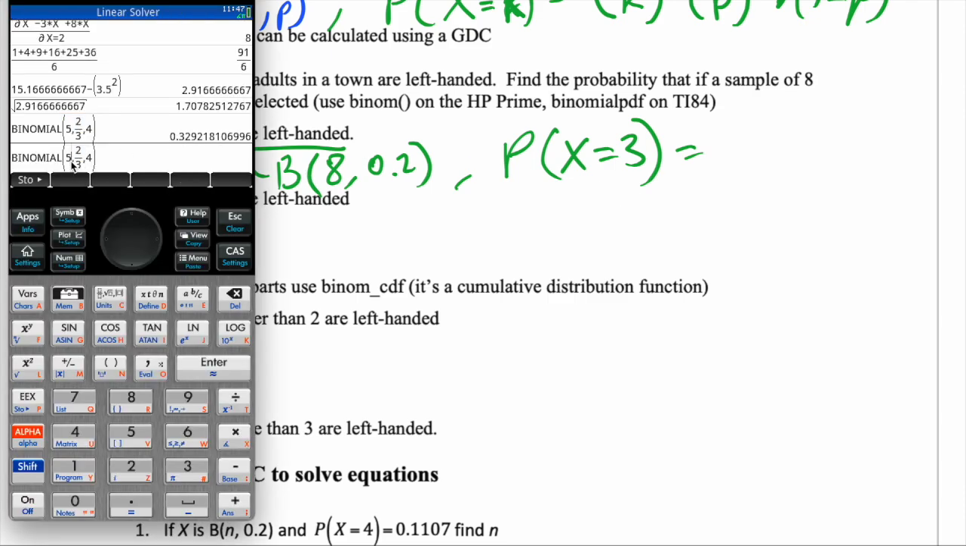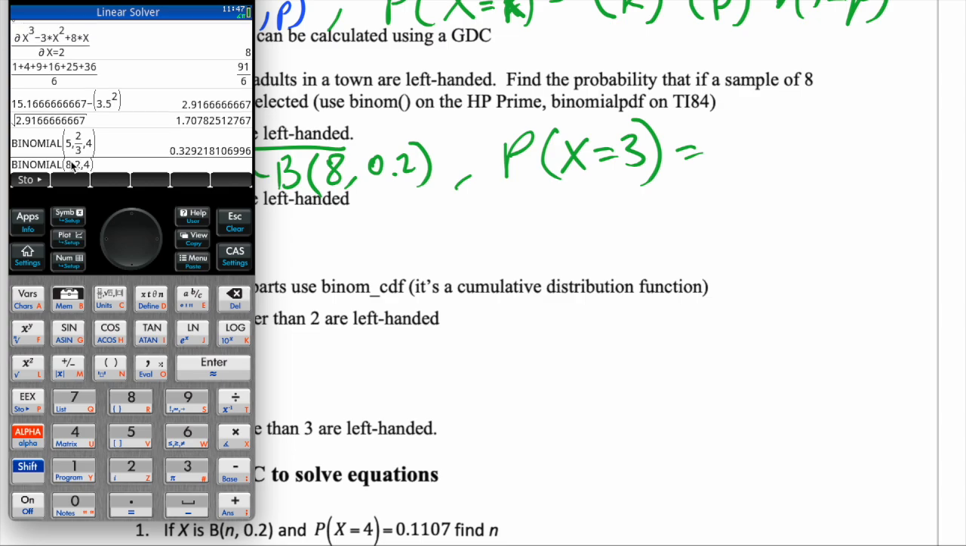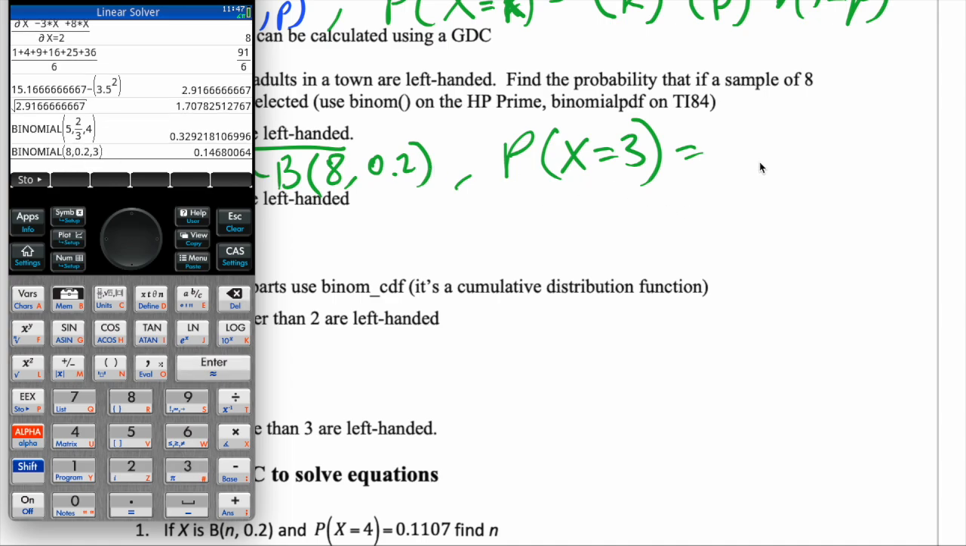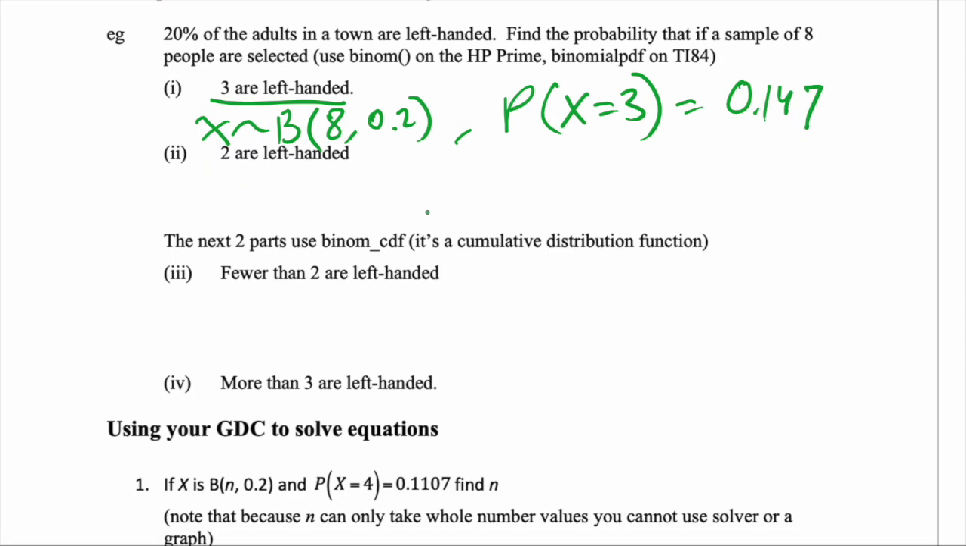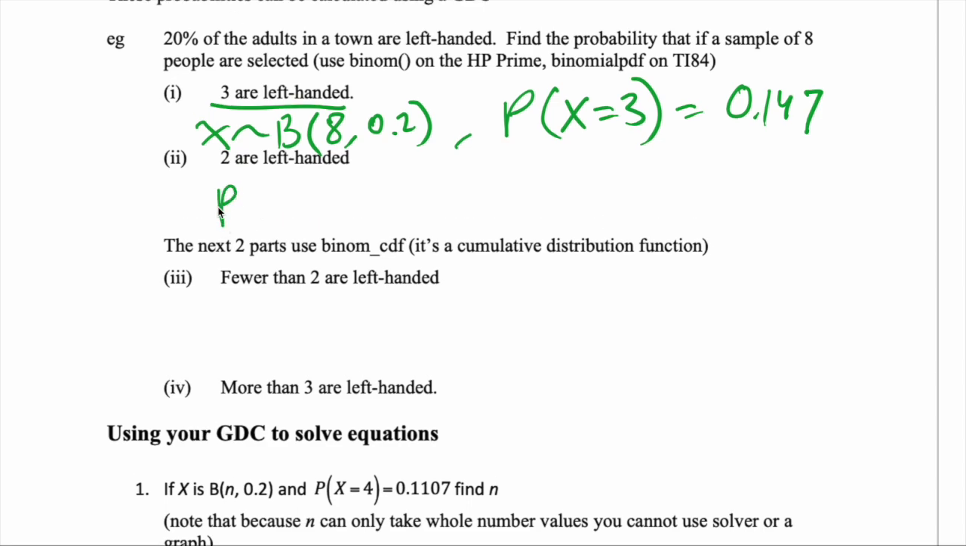I'll even copy and paste. So 8, 0.2, and 3. Okay, 0.147. Alright. Probability that 2 are left-handed? Well, that's just switching to 2.